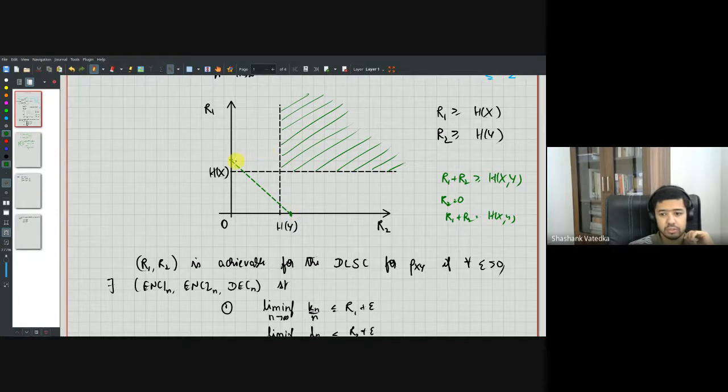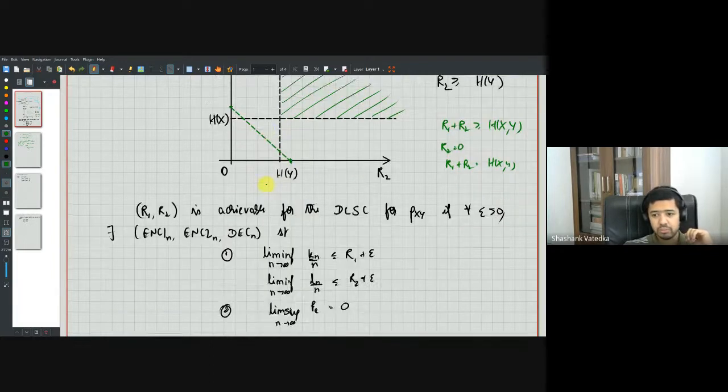Okay, so this R1 plus R2 greater than or equal to h of x comma y will in some sense be to the right, will be this big region to the right of this. Okay, so certainly this suggests that we may be able to do something better than this. We may be able to achieve something in this region, but that is still yet to be determined.